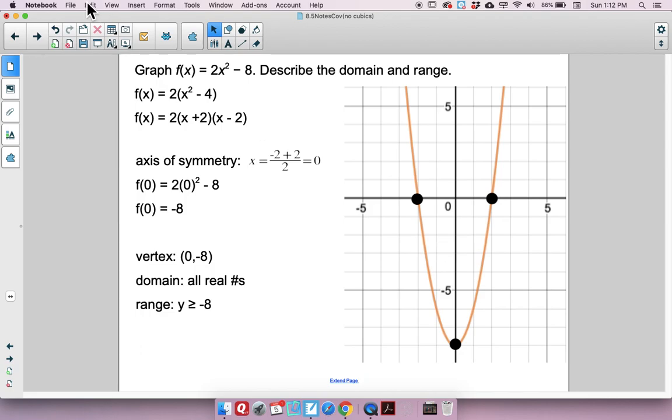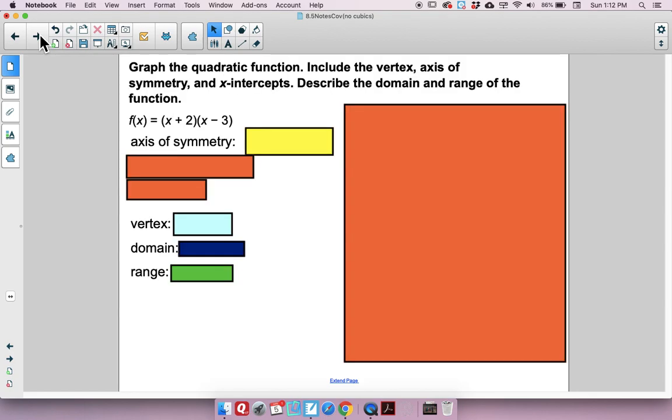Okay, awesome. So let's graph this one, and then you're going to include the vertex, the axis of symmetry, the x-intercepts, and describe the domain and range. So go ahead and give this one a shot, pause the video, try it, and then come back. Okay, so we can see that we've already got it in the form x minus p, x minus q. So what are p and q? -2 and +3. Hopefully for the axis of symmetry, you took the mean of those, and you got 1/2.